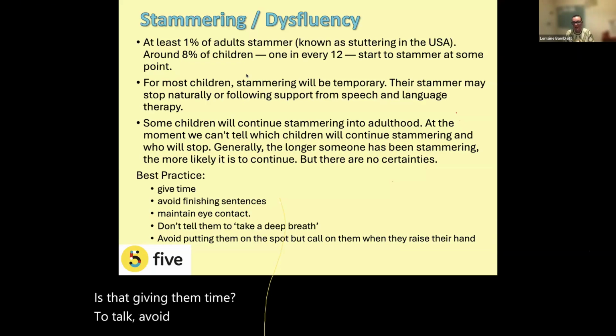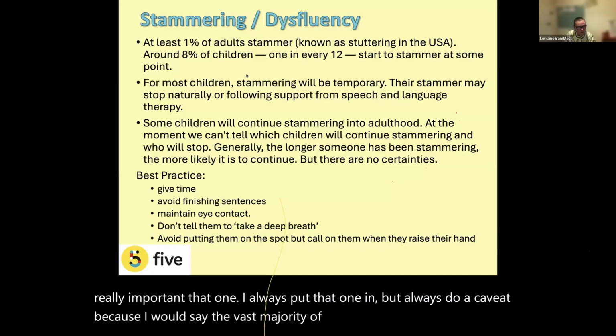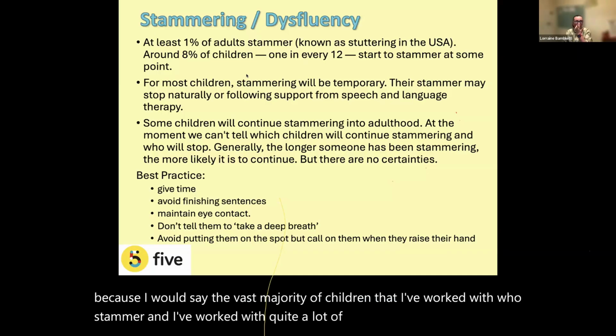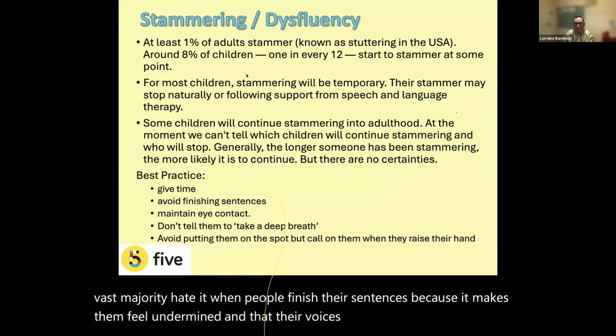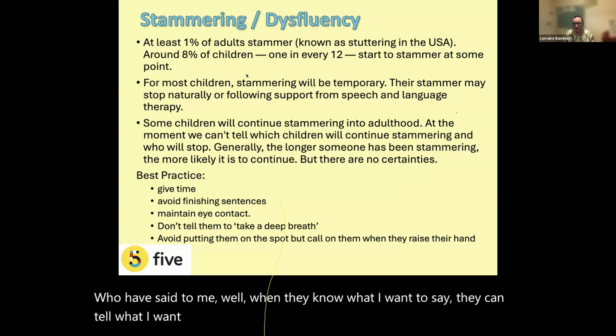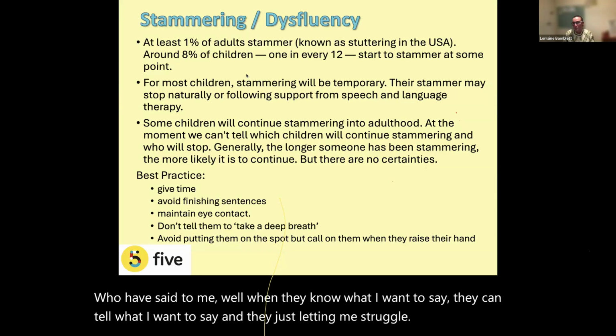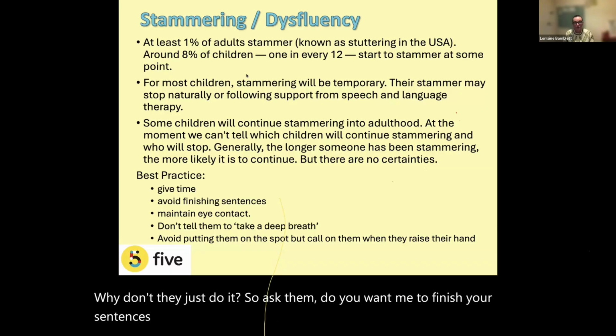Avoid finishing their sentences unless they like you to do it. It's really important, that one. I always put that one in, but always do a caveat. Because I would say the vast majority of children that I've worked with who stammer, and I've worked with quite a lot of teenagers who stammer, the vast majority hate it when people finish their sentences because it makes them feel undermined and that their voice is unheard. But I have met 2 or 3 who have said to me, well, when they know what I want to say, they can tell what I want to say, and they're just letting me struggle. Why don't they just do it? So ask them, do you want me to finish your sentences when you're stammering, or would you like me to wait? I'm happy to wait.